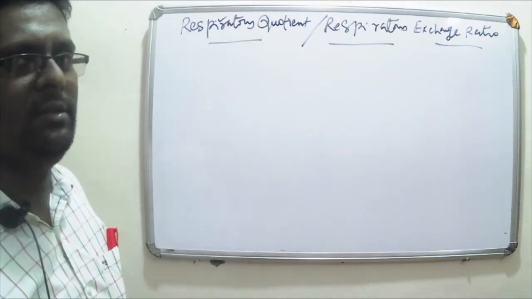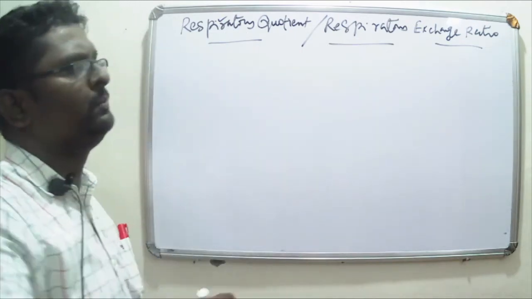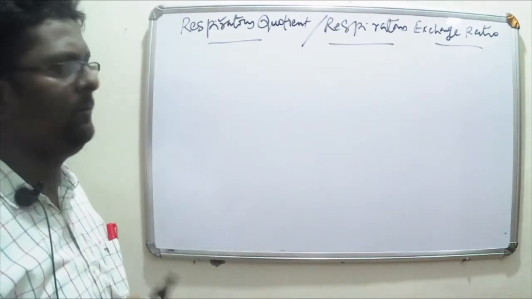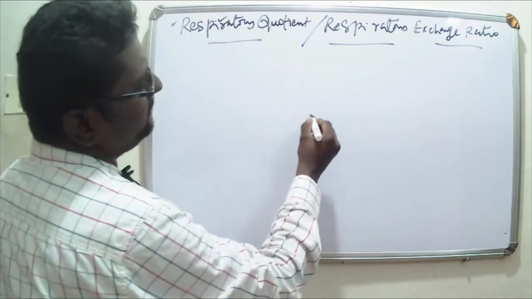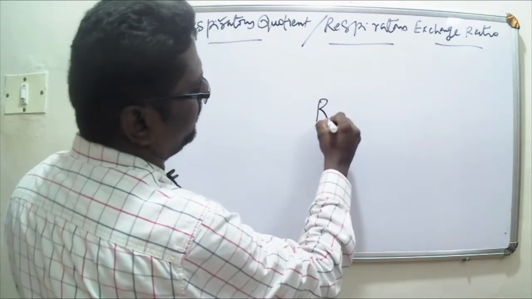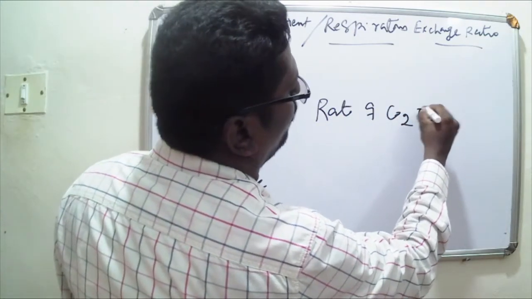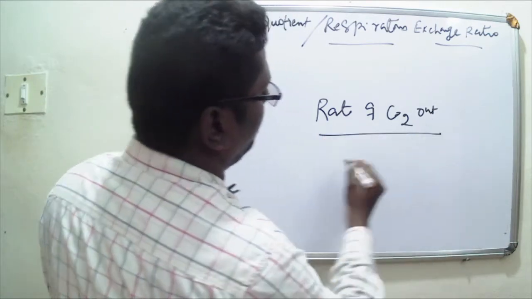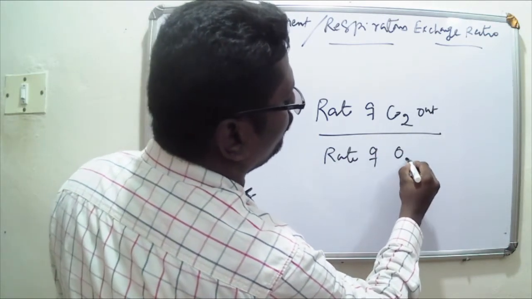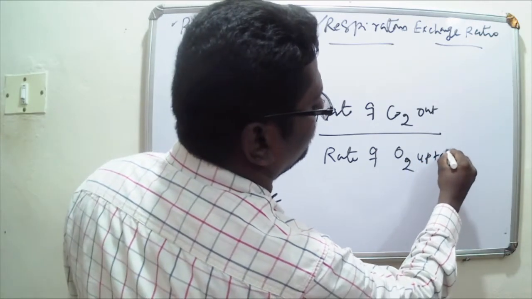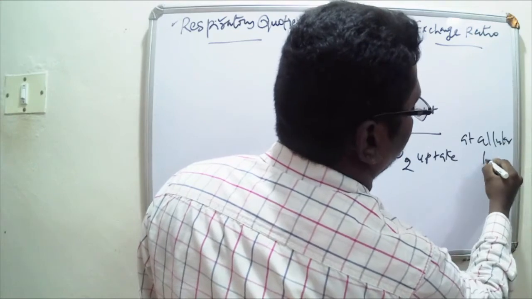Welcome back. In this session we shall discuss respiratory quotient and respiratory exchange ratio. Now what is respiratory quotient? Respiratory quotient is defined as the ratio between the rate of CO2 output and the rate of O2 uptake at cellular levels.